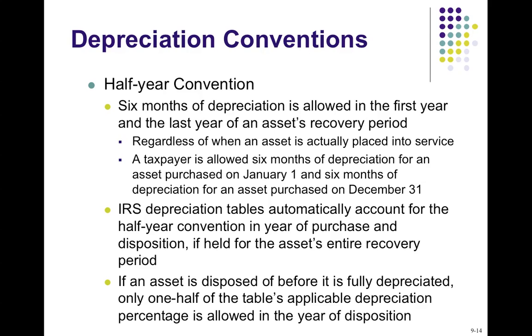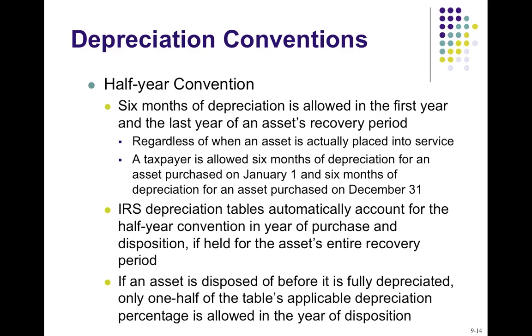This is regardless of when the asset is actually purchased and placed into service. So this means if a taxpayer purchases an asset on January 1st, the taxpayer gets 6 months of depreciation for that asset in year 1. If the taxpayer purchases an asset on December 31st, the taxpayer also gets 6 months of depreciation for that asset. So if we're using the half-year convention, for every asset in the year of purchase, the taxpayer gets to deduct 6 months of depreciation, regardless of the actual purchase date.